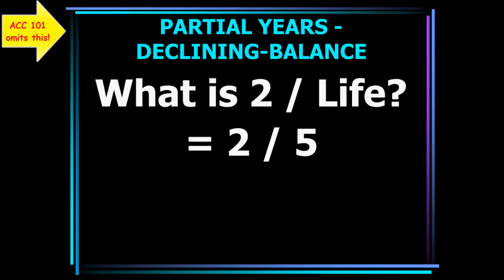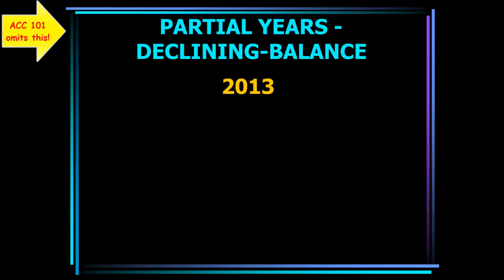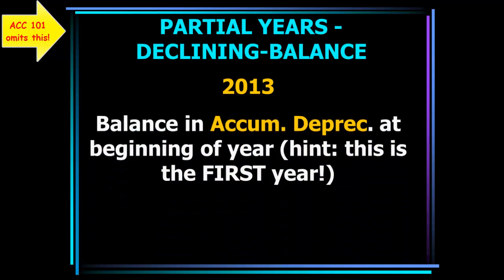Double declining balance. Let's do this same example, double declining balance. The first thing we need to figure is 2 divided by the life. 2 divided by 5 gives me again, what, 40%? 2013. Let's ask ourselves a question. How much accumulated depreciation do we have at the beginning of the first year?